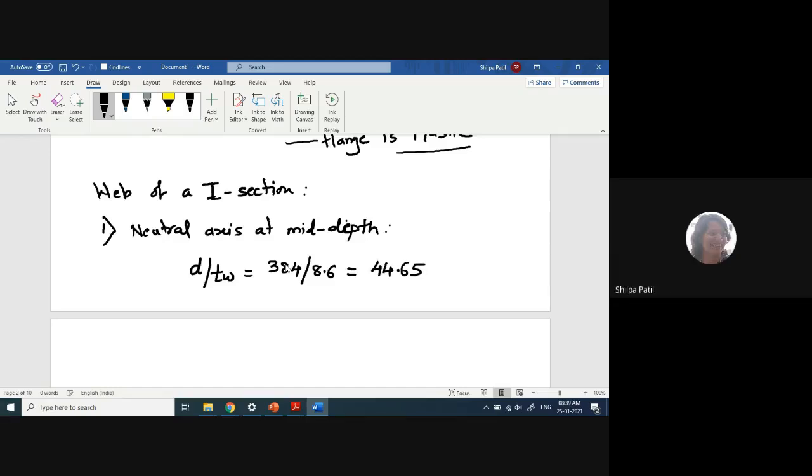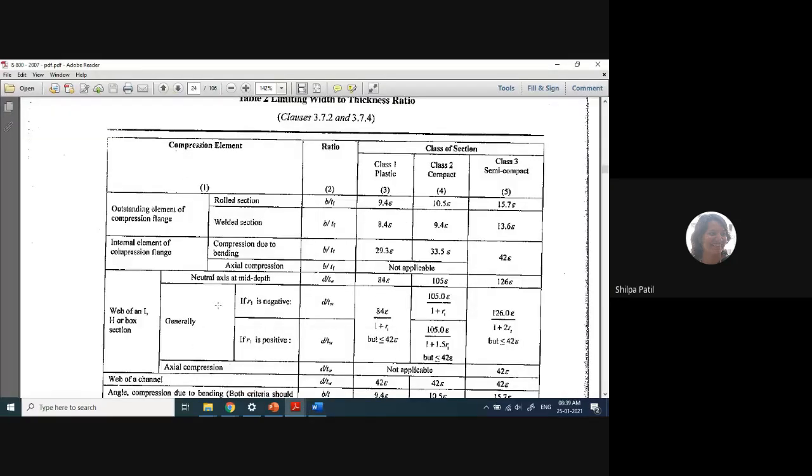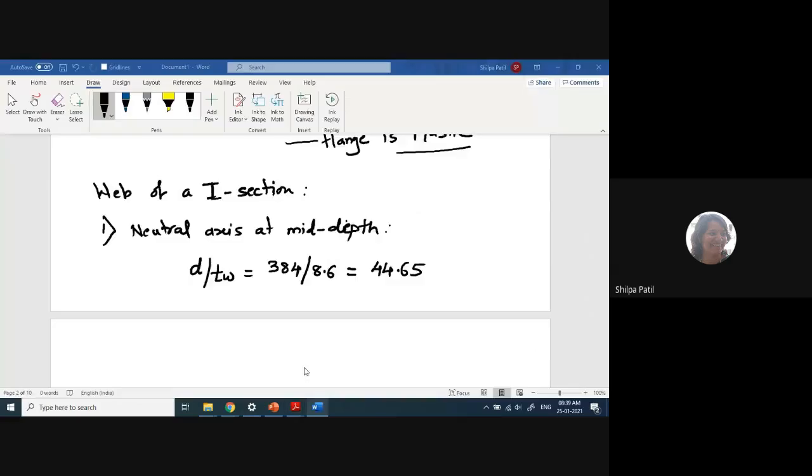44.65. Now let us compare this value with the given limits. For neutral axis at mid depth, this value we are getting, 45, is less than 84 epsilon. So let us write down that this is less than 84 epsilon. So the web is plastic. Class is plastic.